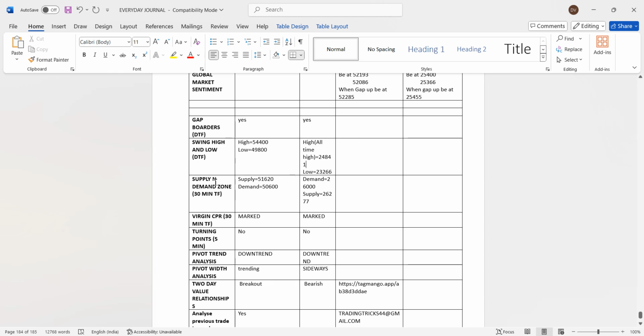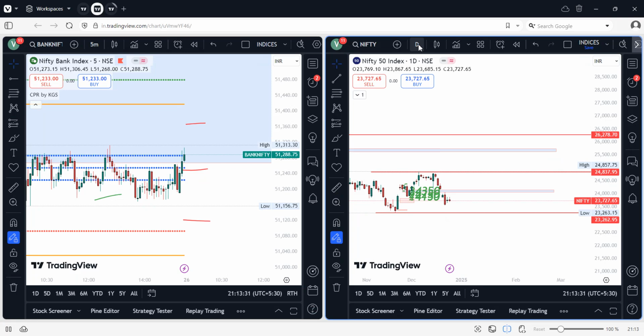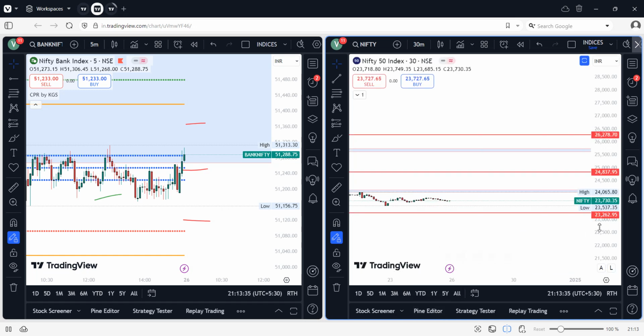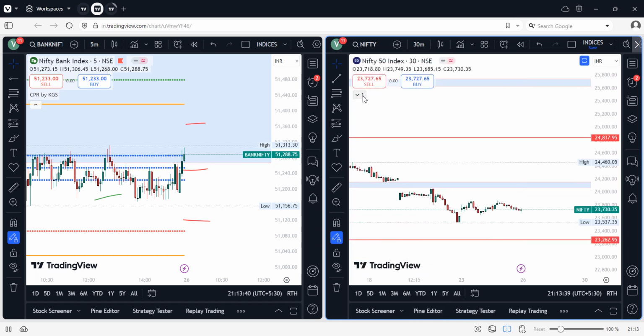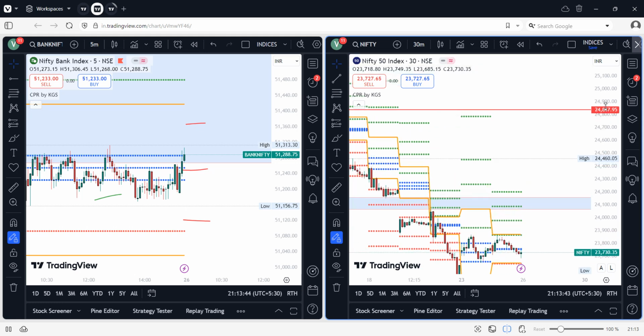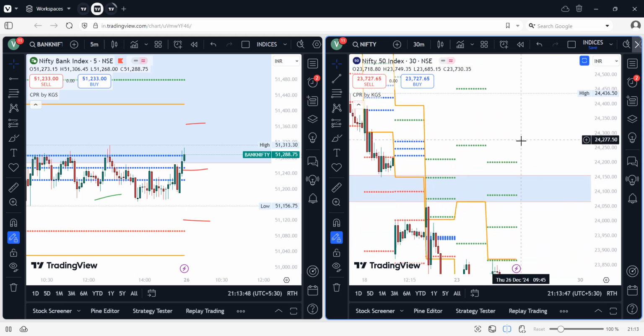Now what is next? Supply and demand zone in the 30-minute time frame. Let's go to the 30-minute time frame. This is a detailed video. Okay, now I'm going to unlock this to mark the swing highs and swing lows. Nifty chart is really clear.